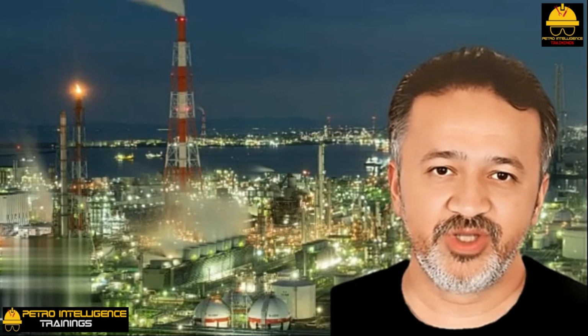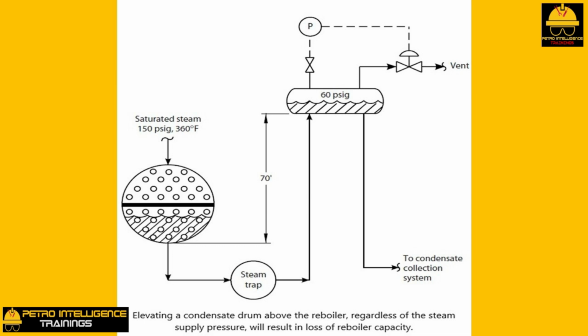Elevated condensate collection drum. This picture illustrates a condensate drum that is elevated above the reboiler steam trap. For simplicity, let's assume that 15 psi of pressure, that is, 1 atmosphere, equates to 35 feet of hot water head pressure. Note that the steam supply pressure is 150 psig with a saturation temperature of 360 degrees Fahrenheit. Assume that the condensate drains from the reboiler as saturated water, 150 psig and 360 degrees Fahrenheit. The delta P through the steam trap is 0.